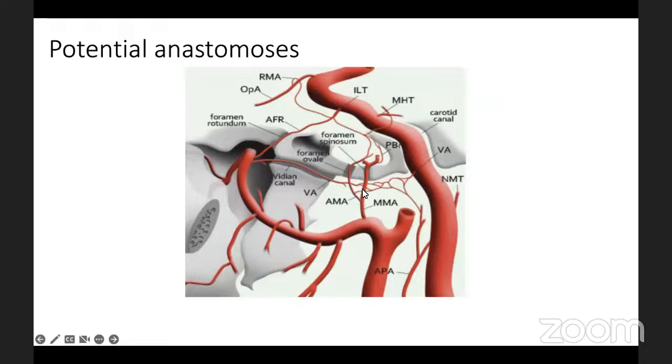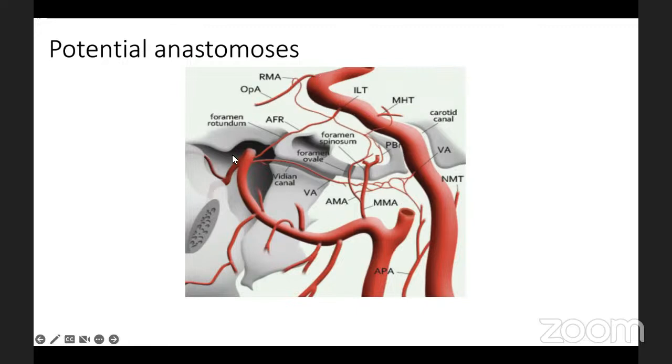As we can see here, this is the middle meningeal artery going through the foramen spinosum, and this is the accessory meningeal artery going to the foramen ovale. And then there is a Vidian artery coming from the vidian ICA, and the internal maxillary artery also gives a branch to it, going through the Vidian artery, and it also has anastomosis with the ICA. Then there is an artery to the foramen rotundum, then the ICA forming the inferolateral trunk and meningohypophyseal trunk, and also the ophthalmic artery giving rise to a recurrent meningeal artery.